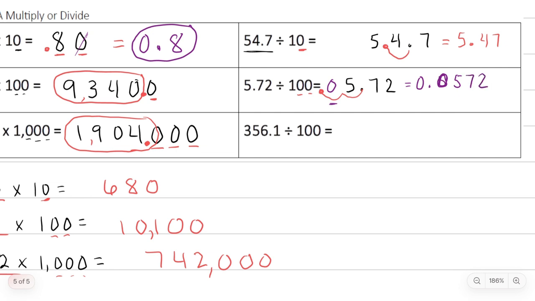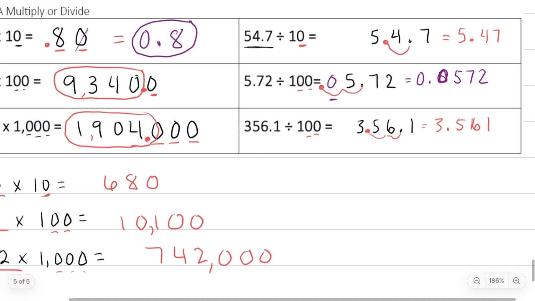Okay, let's do it again. Copy the number. 356, decimal 1. Okay. 2 places. So we're going to move our decimal to the left 2 times. 1, 2. This is where our new decimal goes now, which means that our answer is 3 and 61 thousandths.